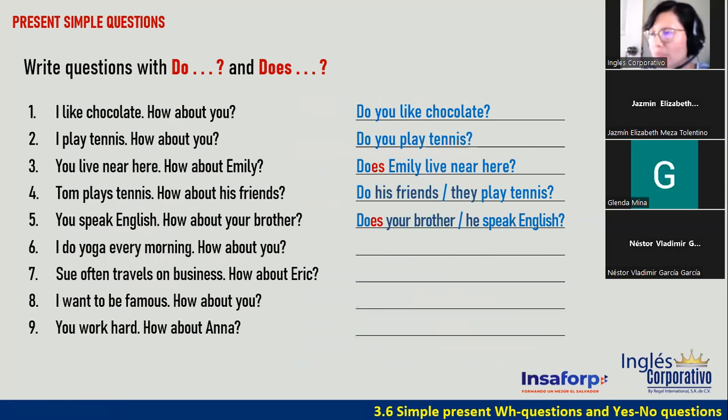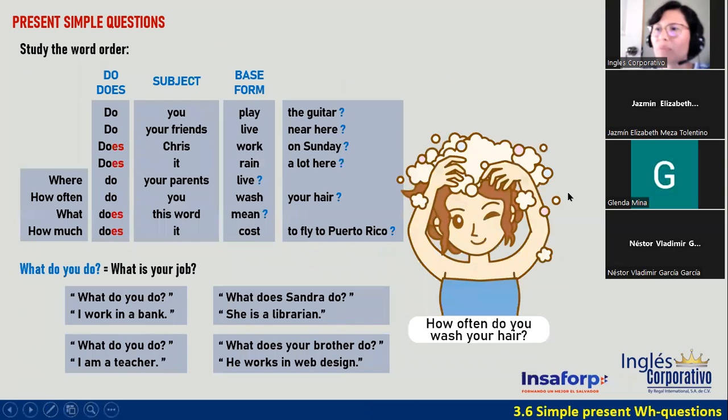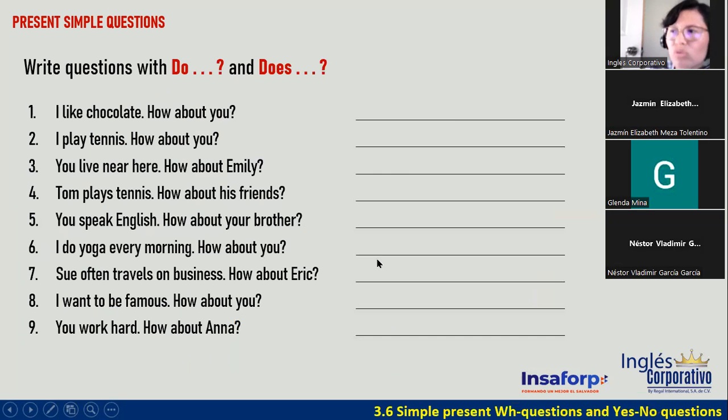En la primera parte, ahí en WhatsApp lo tienen, ¿verdad? Pero solamente esto, miren, no olvidemos acá, ¿ve? Siempre la WH word va primero, luego el auxiliary, do or does, luego viene the subject. Cuando yo digo subject, tengo que dejar de pensar que solo voy a encontrar you, we, they, etc. No, miren acá todos los subjects: you, your friends, o sea, they, Chris, o sea, he, it, your parents, they, ¿verdad? You, this word, que significa it, o sea, eso, la palabra, ¿verdad? Etcétera. Y luego tenemos la forma base de los verbos y un complemento acá, ¿verdad? Entonces, esa es la forma en la que vamos a ir complementando las preguntas, ¿verdad? Todo eso ya lo tienen, ¿verdad?